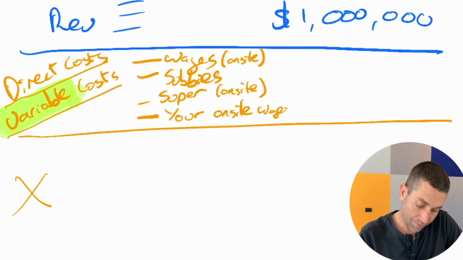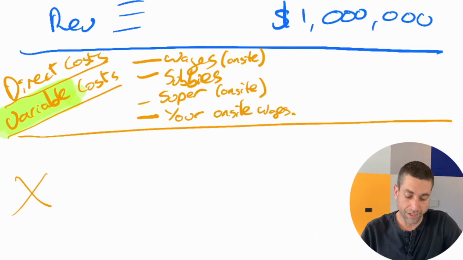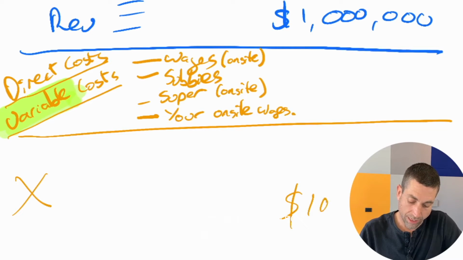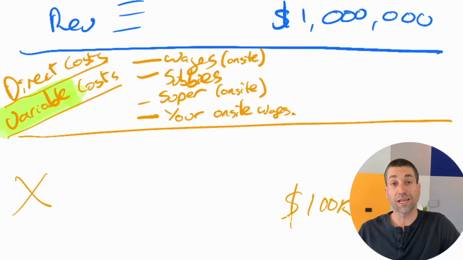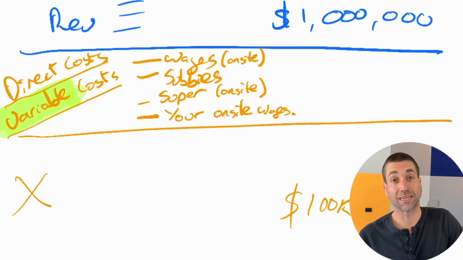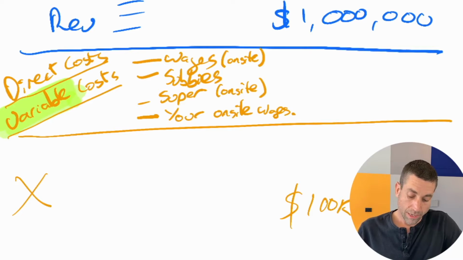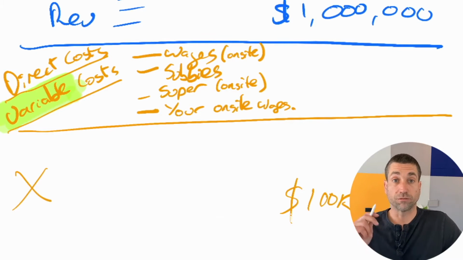So what do I mean by that? Let's pick that round figure again. You're going to pay yourself 100 grand a year, and you work out that you're going to be on site 60% of the time. All right? You're going to be at home in the office 40% of the time.